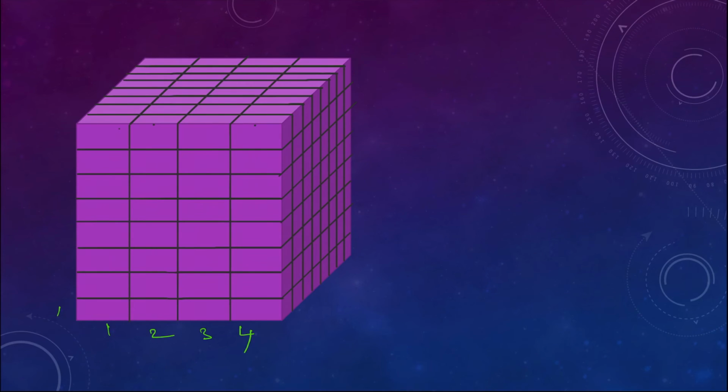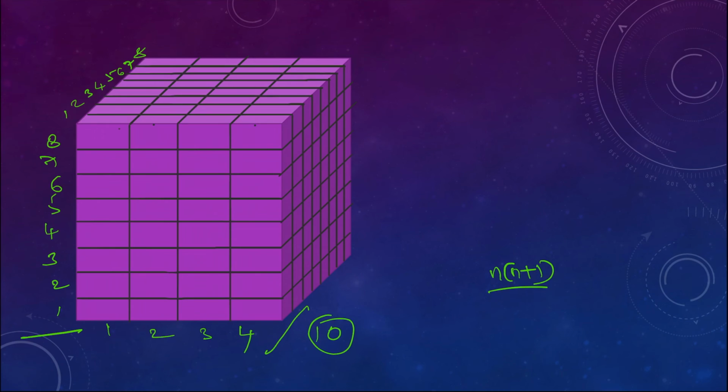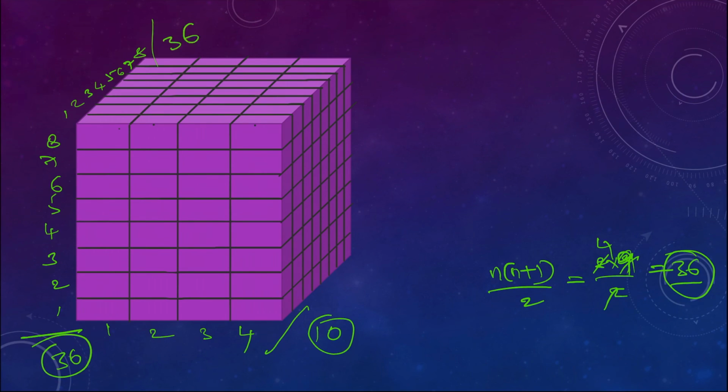Observe. So 1, 2, 3, 4. 1, 2, 3, 4, 5, 6, 7, 8. 1, 2, 3, 4, 5, 6, 7, 8. So the sum of these four numbers, you know, is 10. For the sum of the first 8 natural numbers, what is the formula? n into n plus 1 by 2. You can use that. So 8 into 9 by 2 will give the answer. Sorry, 36. So here also 36, here also 36.